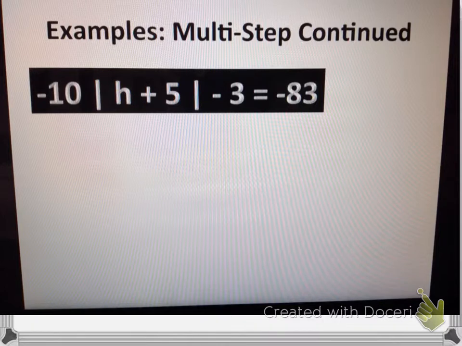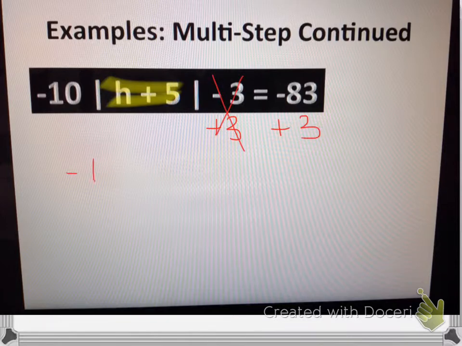Problem number 16 is a little bit different in that it requires an additional step. We're still on step number 1 for solving absolute value equations, but we have to follow our steps for solving equations to isolate our absolute value. The first step is going to be to add 3 to both sides. That cancels out my 3's, leaving me with a negative 10 times the absolute value of h plus 5 is equal to a negative 80.